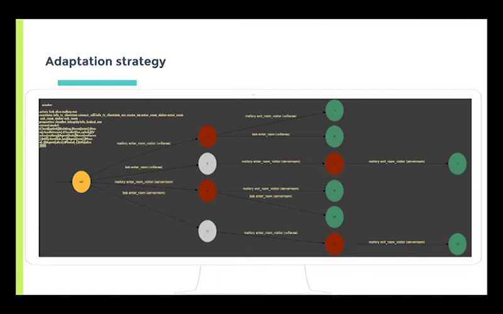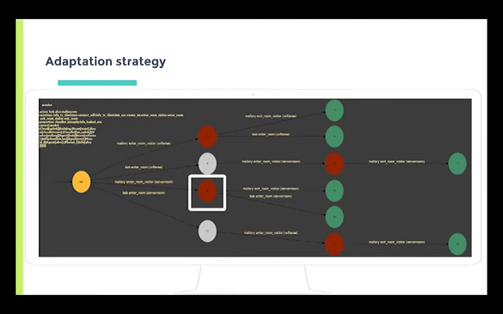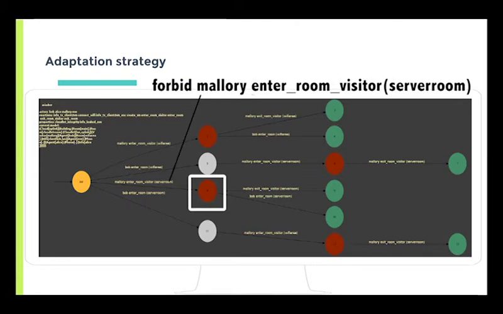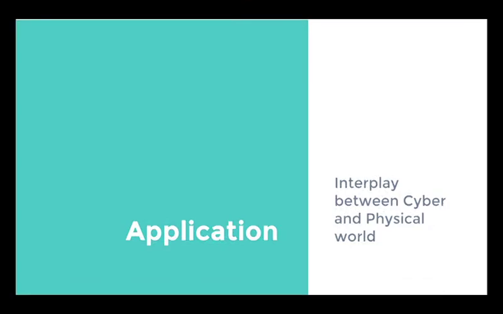From an initial state, if the technician Mallory enters the room, a violation can occur because she will be in the room unaccompanied. Therefore, the system preemptively forbids access to Mallory or otherwise asks Bob to enter the room. Let's now consider a cyber-physical environment.